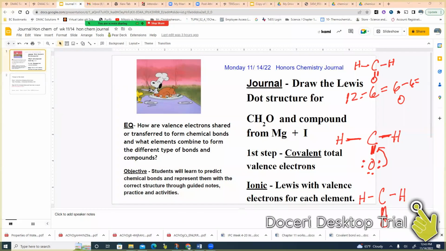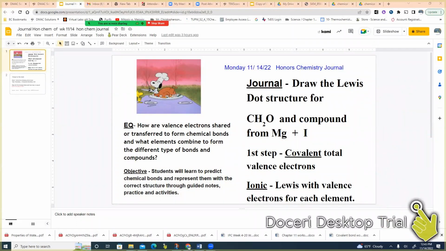All right, if we look at our other one, and I have magnesium. So I said the first step for an ionic compound is to write your element with its valence electrons around it. So how many valence electrons does magnesium have? 2. And how many does iodine have? 7. All right, so that's what I've got right now.